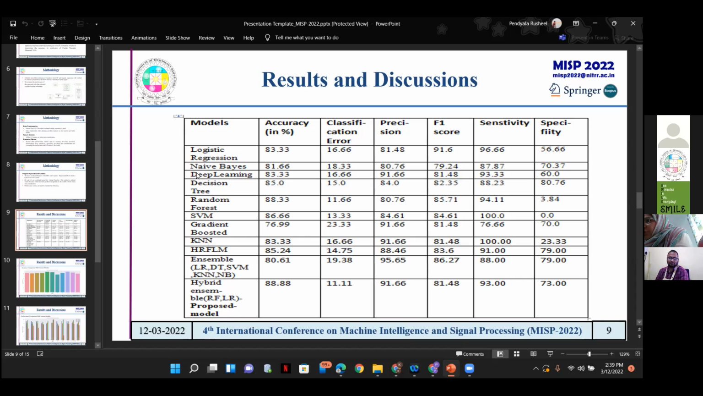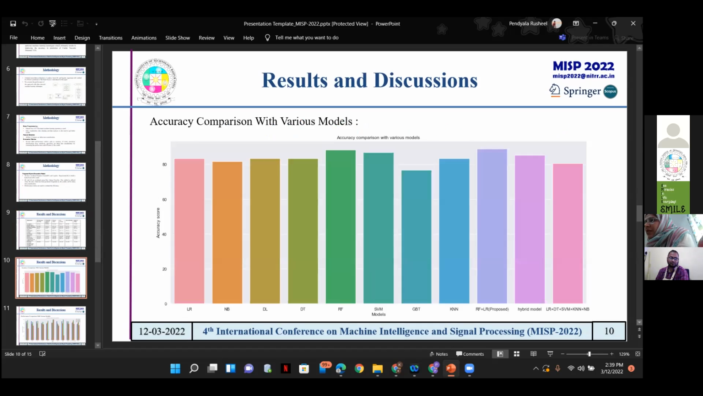And I think there is a typo in your specificity for random forest and for SVM as well. Yes, ma'am. I'll change it. Thank you.